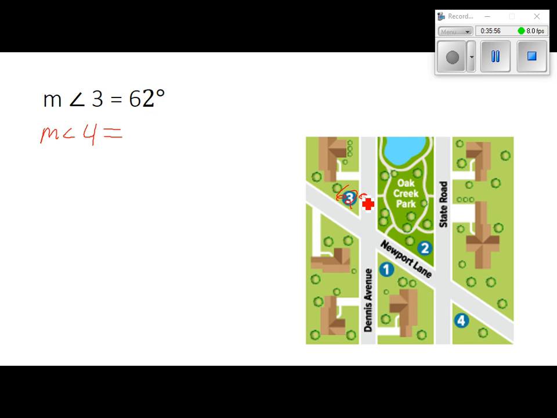What can you tell me about angle 2? What can you tell me about angle 1? It's 62. What kind of angles are they? Vertical. What can you tell me about angle 2 then? 62. Because they're alternate interior. Alternate interior. If you notice here, they form a Z. What can you tell me about angle 4? That's 62. 62 degrees.